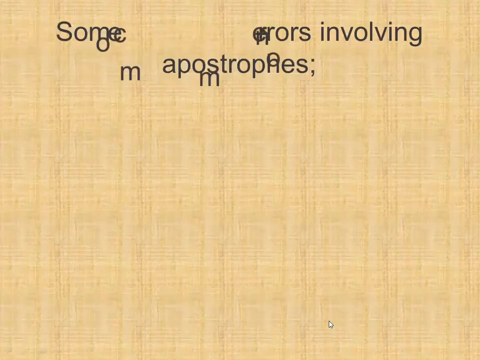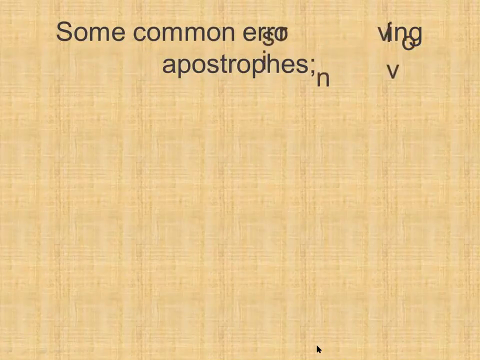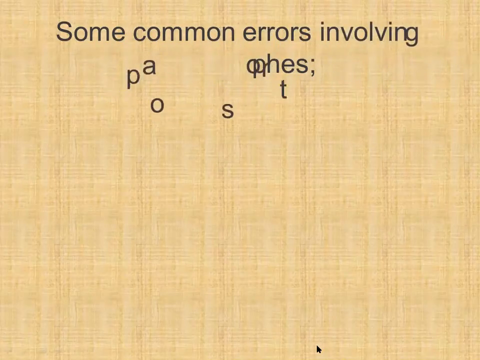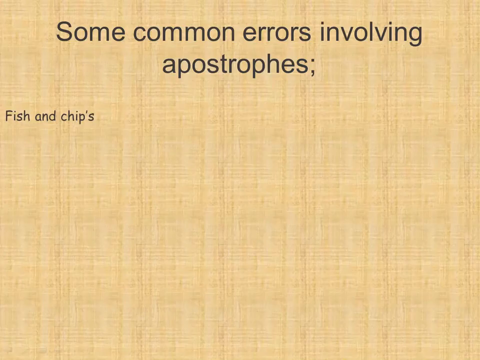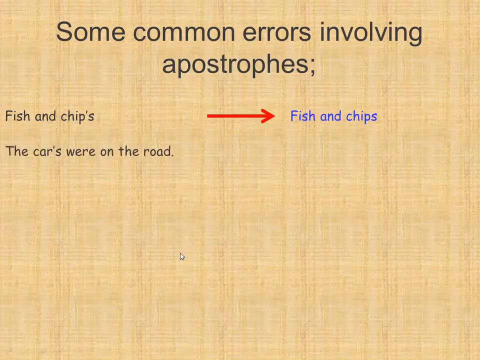Some common errors involving apostrophes, and these are actually very common. We see even the most experienced ones sometimes mess up. Fish and chips. Do you think this is right? It isn't. Why? Because there is no apostrophe here. We are not speaking in terms of belonging or possession. So fish and chips is just a name here. We cannot use an apostrophe in this case.